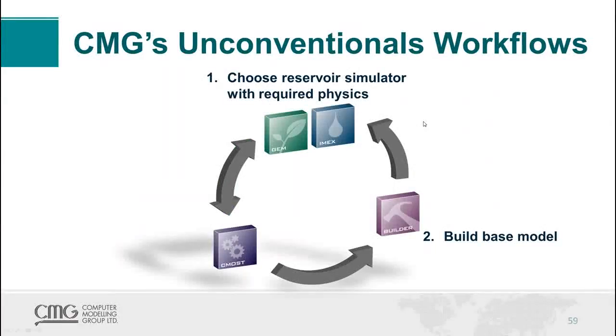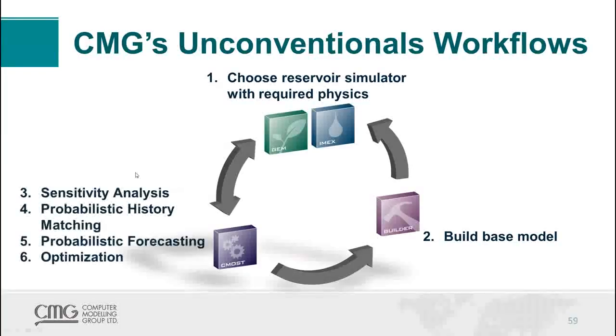So once you build a base case model, then it's up to the engineer to decide what parameters you feel uncertain about, which in the unconventional world can be quite a few. In fact, that's where CMOS comes in, because you're going to be able to do sensitivity analysis to pick which parameters are having the most impact on the production that you've observed in a given well.